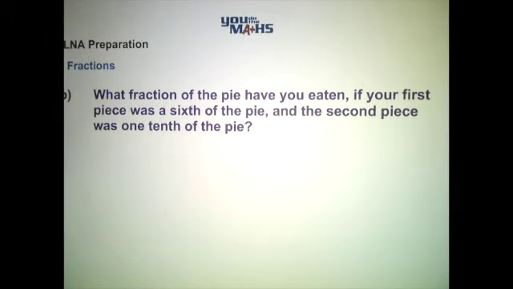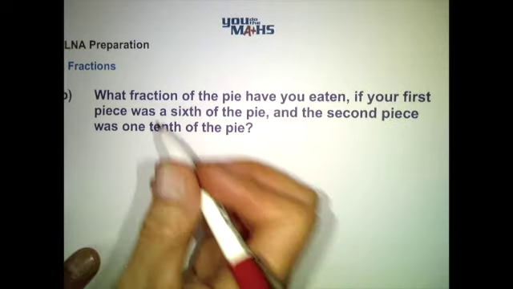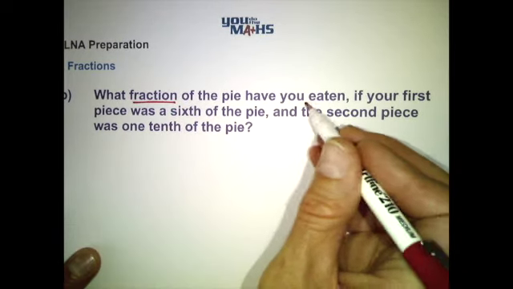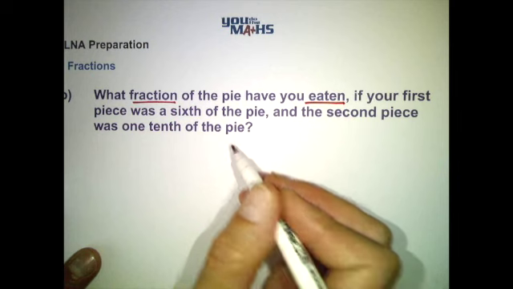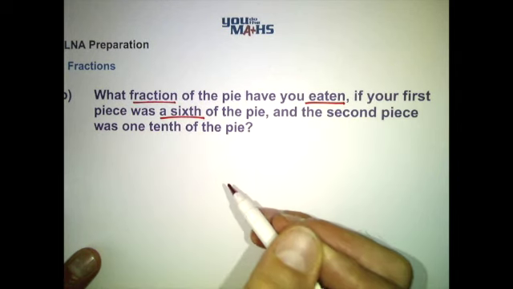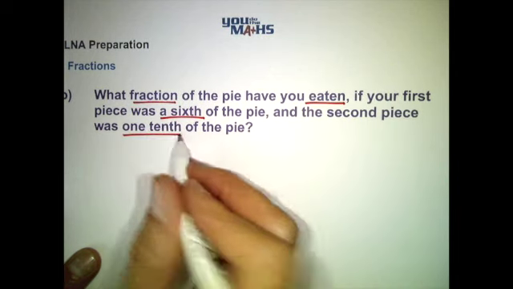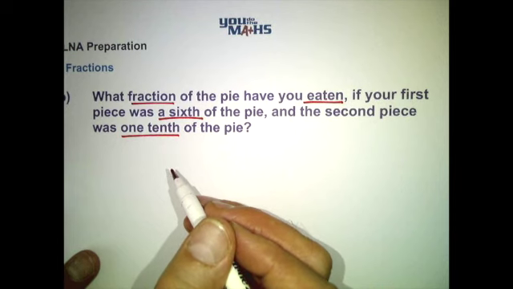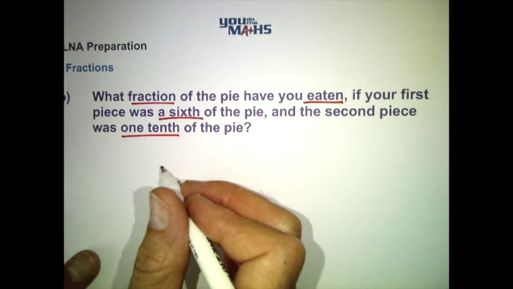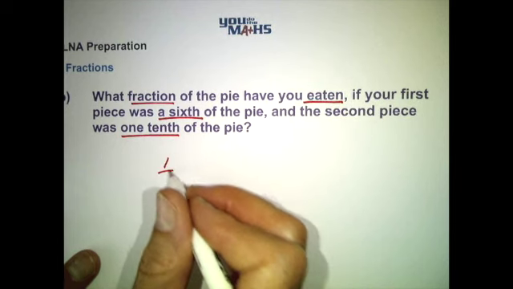So looking at some of the key words for this question, what we want to do is find the fraction of the pie we've eaten, so what's been taken away. Our first piece we ate was 1/6 of the pie, and the second piece was 1/10 of the pie. So what we need to do is work out how much of the pie we've actually removed or eaten.